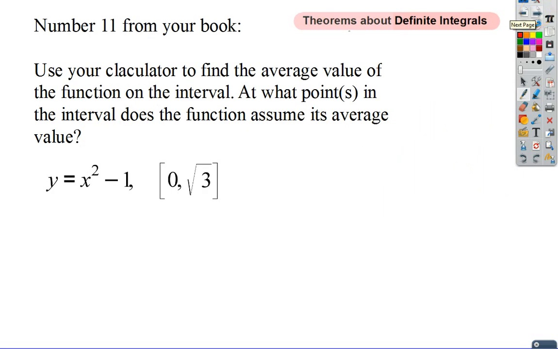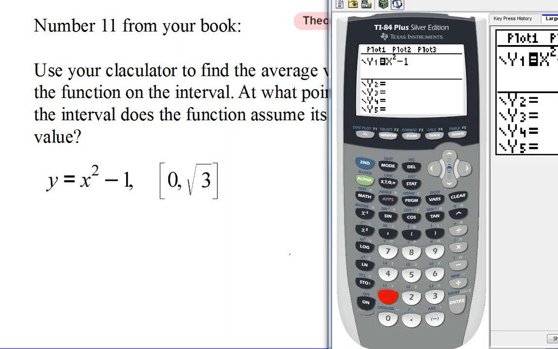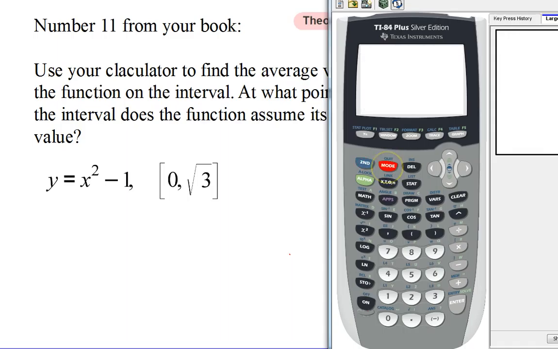Okay, here you are. This is from number 11 in your book. It says use a calculator to find the average value of the function on the interval given. At what points does the function assume its average value? So I'm going to show you how to do this on your calculator. Here we go real quick. I already put into y1 x squared minus 1. I want to first find the average value from 0 to the square root of 3.